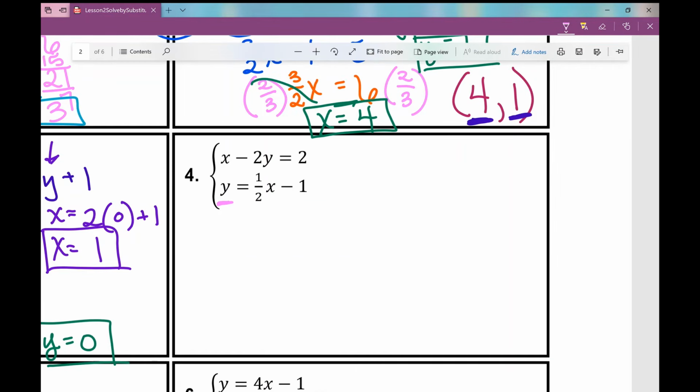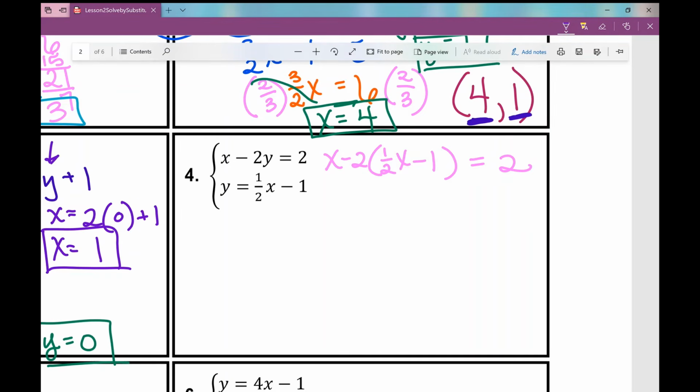So since y is already solved for in one equation, I'm just going to leave it, and if y equals 1/2 x minus 1, anywhere I see y, I can replace it with 1/2 x minus 1. So I'm going to rewrite this top equation. x minus 2 times, I'm going to replace y with what y equals, which is 1/2 times x minus 1. And don't forget to write the rest of that equation. This equals 2. I'm going to erase some of this because there's a lot going on.